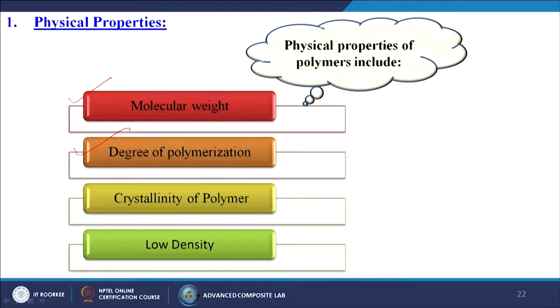First we are going to start with the physical properties. Physical properties means first the molecular weight, the degree of polymerization, then the crystallinity of the polymer, and the density. All of these together are known as the physical properties of a polymer.